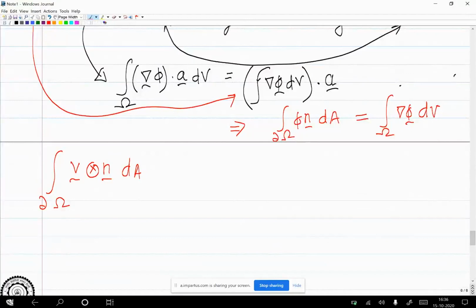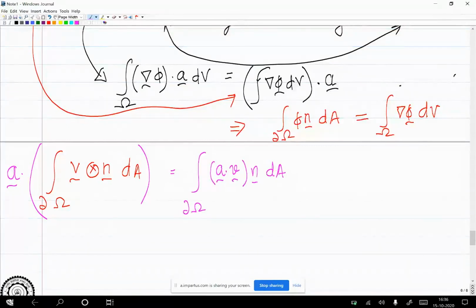Dot it with a vector A, arbitrary vector A, and then bring it inside. So what does this become? This becomes integral over del omega A dot V into n dA. Okay, and now you see A dot V is like a scalar function, and so you can use the previous formula here. So A dot V, think of it as phi.